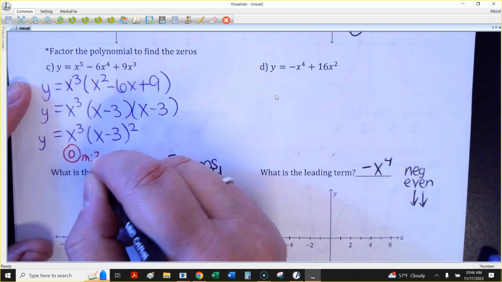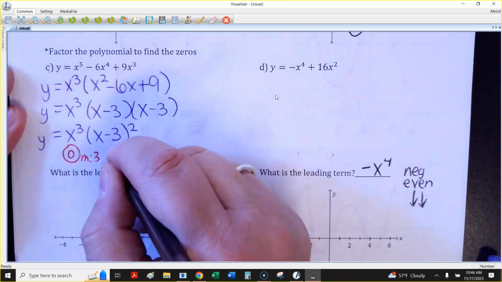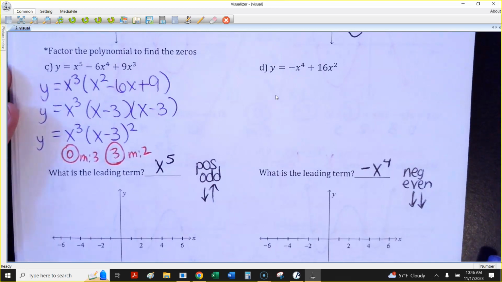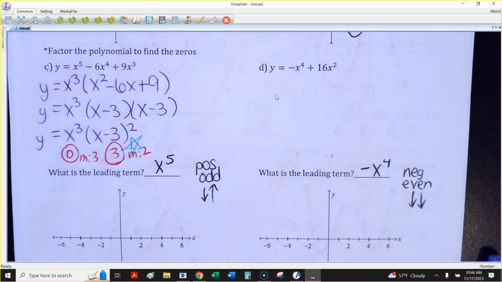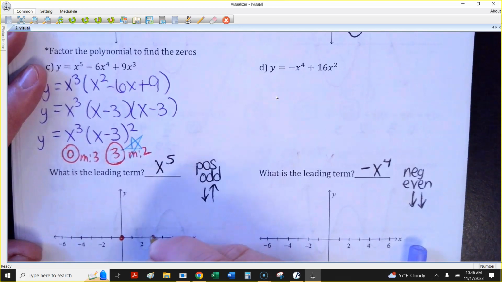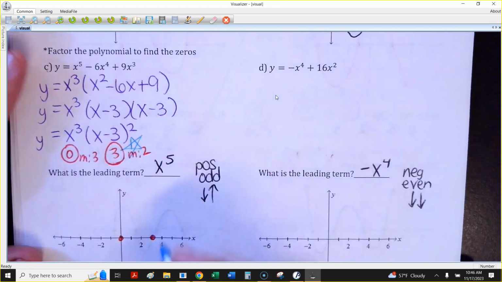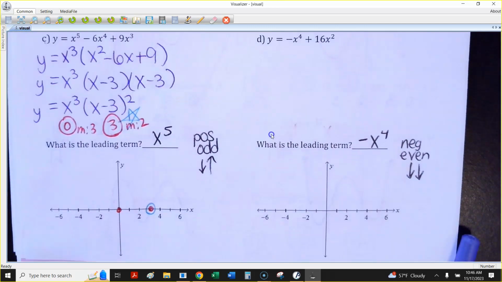So that's going to go through the x-axis. And I have positive 3. That has a multiplicity of 2. So the multiplicity being even means I'm going to have a bounce on the 3. So I'm going to come down to my graph here real quick. 0 and 3. I'm going to go ahead and sketch in a little circle around the 3 so I know to bounce there. Just do that for myself. You don't have to do that.